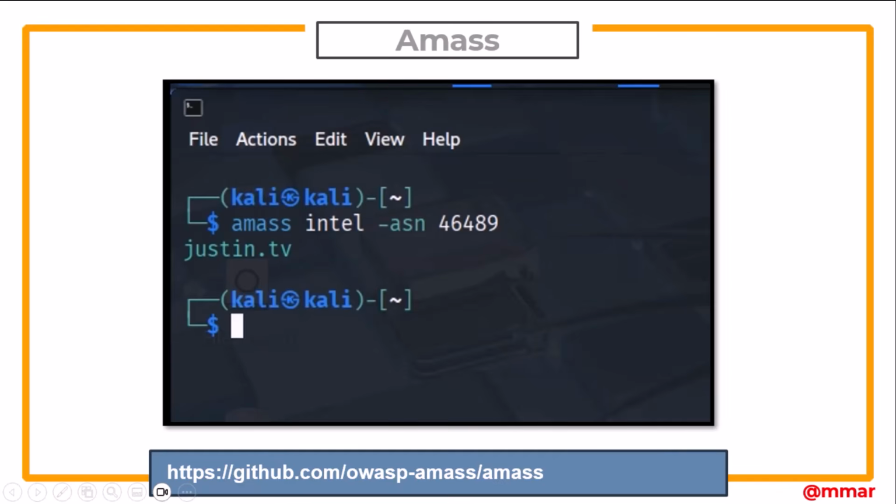The OWASP Amass project is another essential tool for asset discovery. Its Intel module is perfect for our workflow. We can give it an ASN, and it will use various data sources to discover root domains associated with that organization. Let's use it to quickly find all of Twitch's core web properties.